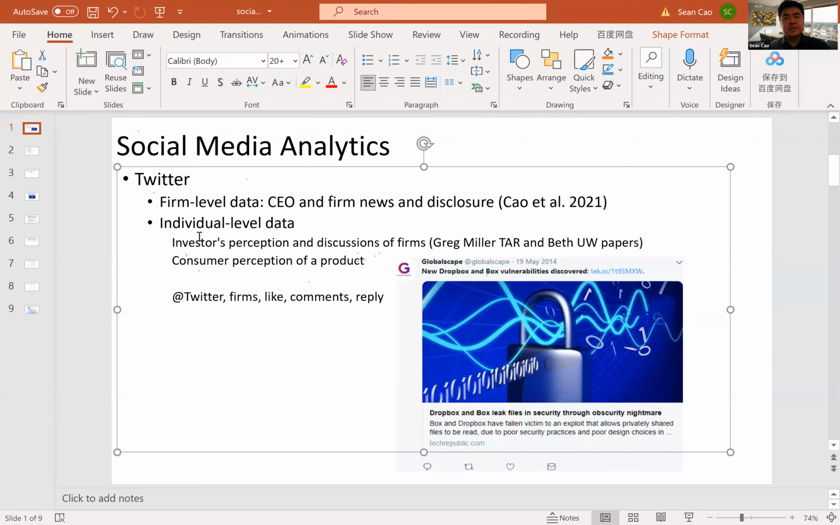So what's individual level data? Individual level data is about you. When you post a tweet on Twitter, that information is about you. It's not about an organization or a firm. The tweets you post on Twitter are individual data. The tweets I post on Twitter don't represent my school, just myself. That's individual data. For individual data, you can find investors' perceptions and discussion about the firm.